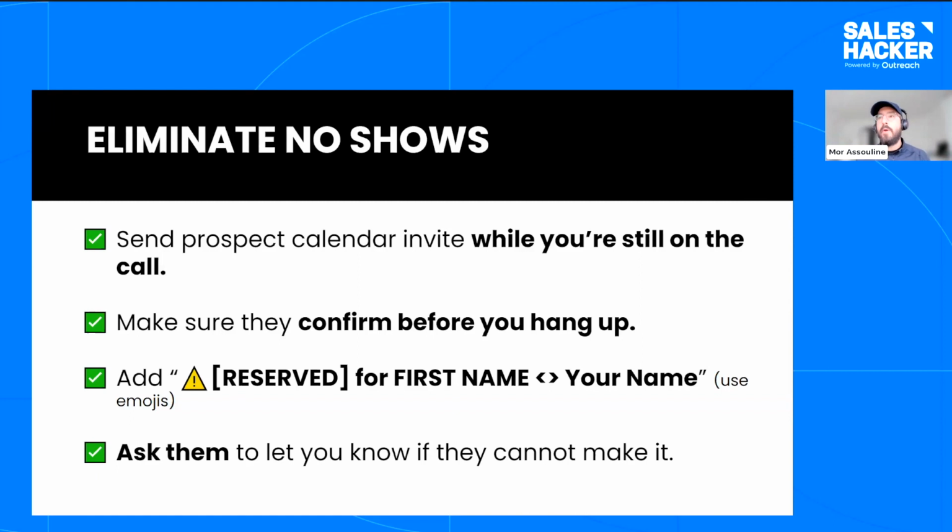I'll say something like, okay, great. Give me a second. All right, Savannah, I just sent you an invite. Let me know if you got that. I want to make sure we reserve time for you. And I'm telling her to go open up the email, the calendar invite, and I tell her to confirm it. Otherwise, it gets filled out really fast.